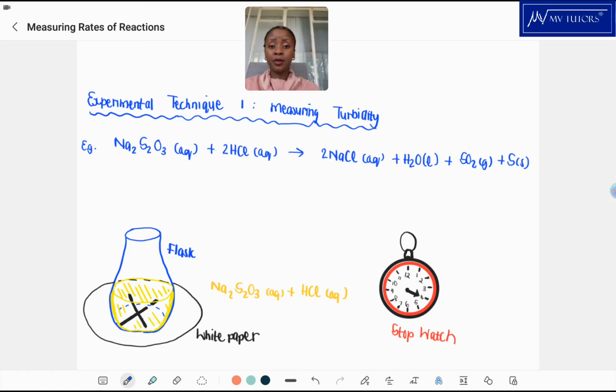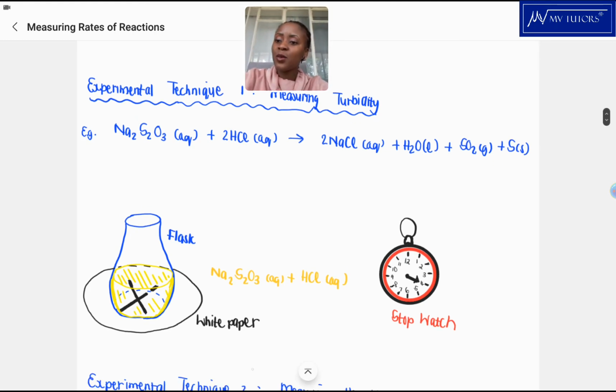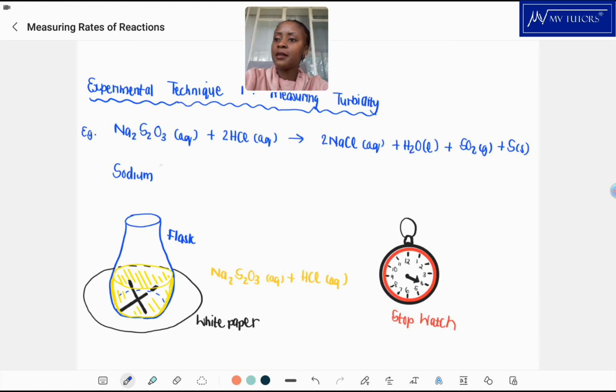In the middle of that circle, on your white paper, you draw a black cross. Then you put in your reactant. In this case, we have sodium thiosulfate. This is how you write it. Okay, my pen has disappeared. There we go. So this is sodium thiosulfate. You add it to diluted hydrochloric acid.